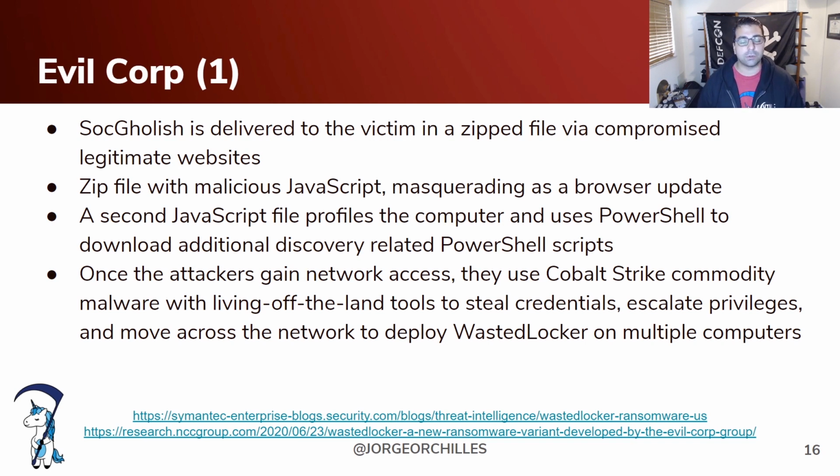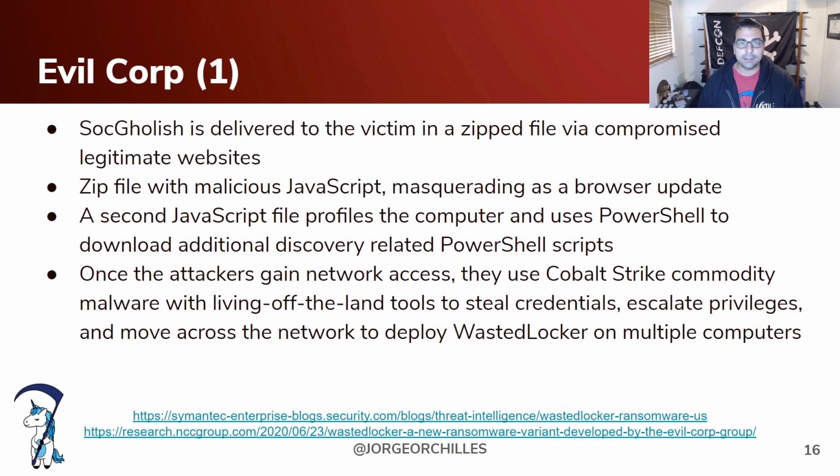And then a second JavaScript file would profile the computer to see where it was, gain some situational awareness, and then it used PowerShell to download additional discovery-related PowerShell scripts like PowerView, which we've heard quite a bit about. It's a free script that you can get straight from GitHub. Then, once the attacker had access to execute PowerShell, they gained network access and would drop a Cobalt Strike malware. Cobalt Strike is a command and control framework, which we'll cover here, or we'll actually demo it because we're going to emulate all of this. And unfortunately, Cobalt Strike has been used by malicious threat actors before because an early version of it was leaked.